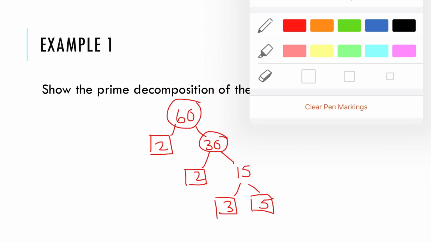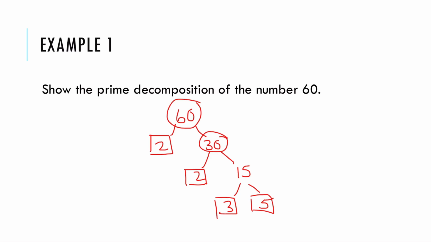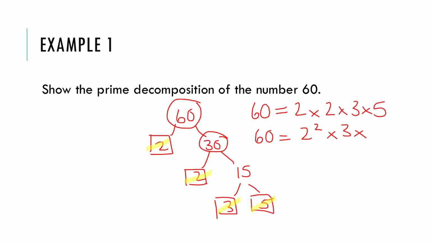Okay, so I can say that 60 is equal to 2 times 2 times 3 times 5, all of those being prime numbers. So I can write that like so. 60 equals 2 times 2 times 3 times 5, and I can even simplify that further to being 2 squared times 3 times 5, and that is me done with that.